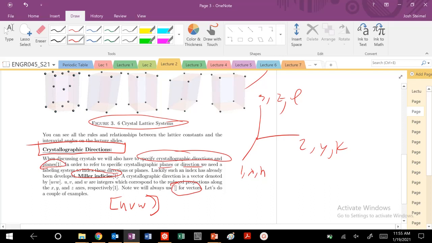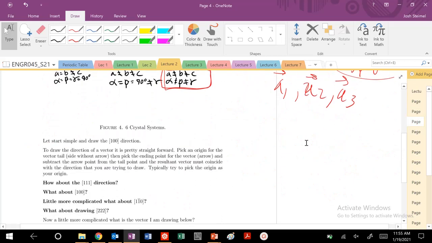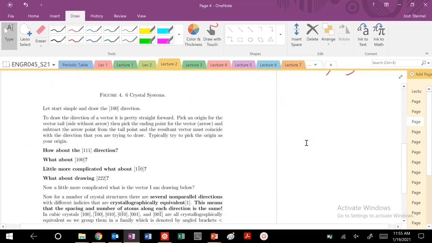So we need to create some notation for how we're going to specify directions in these Miller indices, these HKL indices, these UVW indices. So again, XYZ, 1, 2, 3, HKL. So hopefully you'll remember that. So let's do a couple of examples to get things moving here.